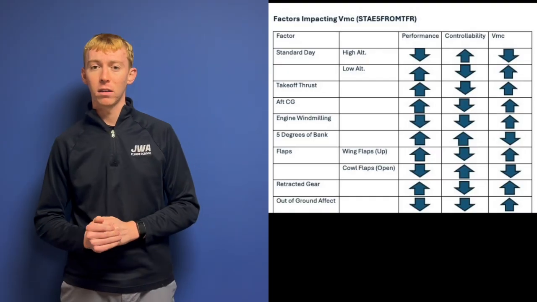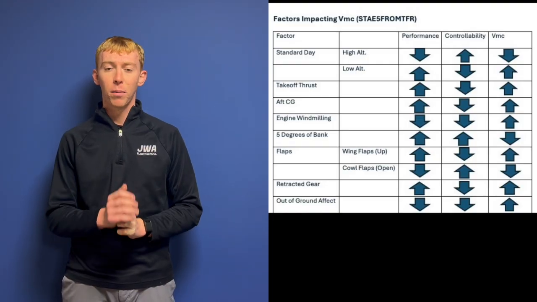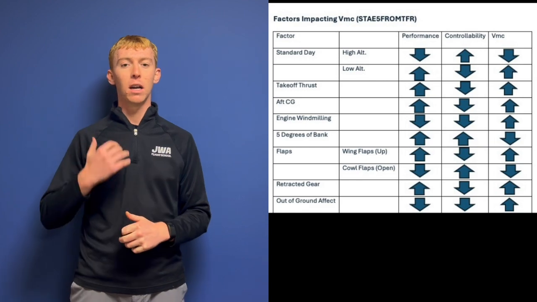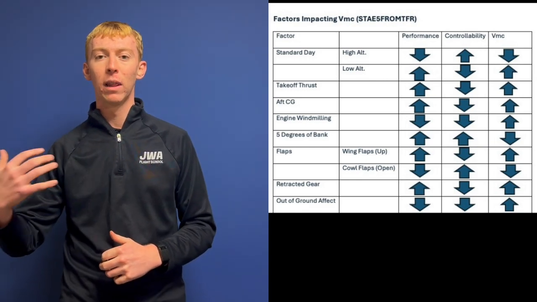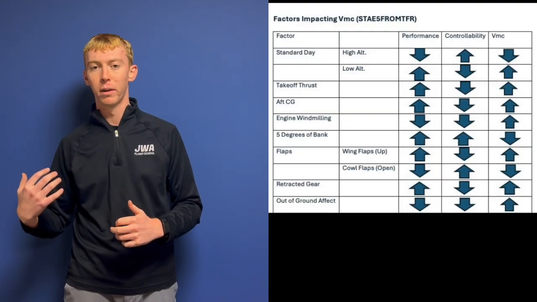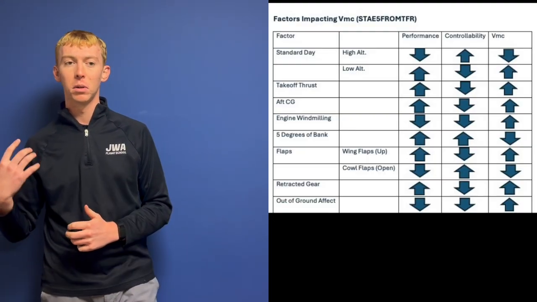Out of ground effect. When an airplane leaves ground effect, performance and controllability both decrease. Why? Because that airplane is having to generate more lift than it was in the ground effect, causing our performance and our controllability to decrease. VMC will increase.